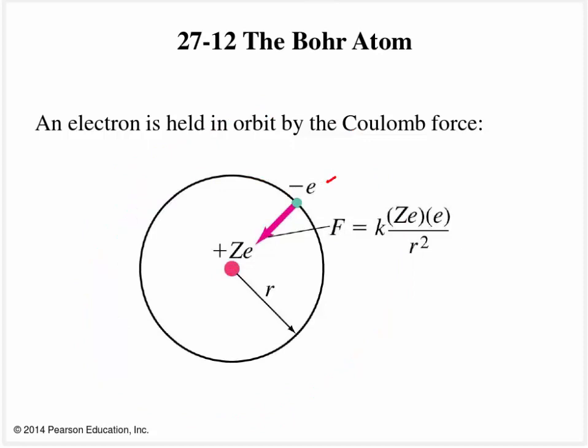Well, here we have a negatively charged electron, here we have the positively charged nucleus. The only thing that's holding it in there is going to be the Coulomb force, so k Q1 Q2 divided by r squared, where that's going to be the charge of the electron. And this Z right here, that's simply going to represent the atomic number, or the number of protons, each one of them having a charge e.